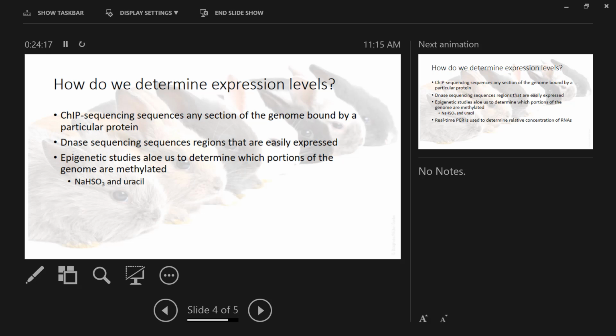Epigenetic studies are pretty interesting. We take this molecule called sodium bisulfite. This is sulfite, SO3; SO4 would be sulfate. And when it's an S or H in front of that, it's bi, just like you have sodium bicarbonate. This is sodium bisulfite, and sodium bisulfite converts any cytosine residue that isn't methylated into uracil.